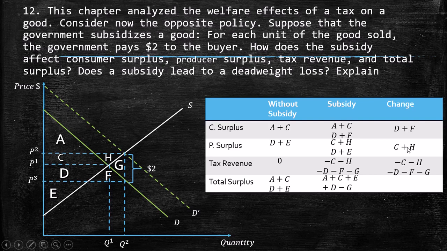Which one is going to be affected? Obviously the government, because they were at zero, and now because of the intervention they have to pay C, H, G, F, and D. So this one is going to be the change. And what is the total surplus? If you sum and compare with this one, there is one member that wasn't there before, which was G. So in this case, this is considered a deadweight loss. So a subsidy, like a tax, leads to a deadweight loss.